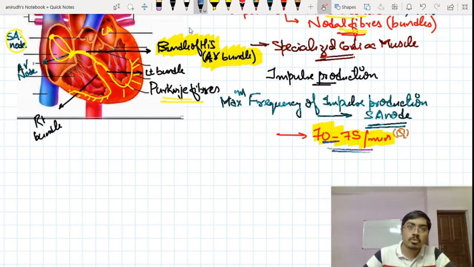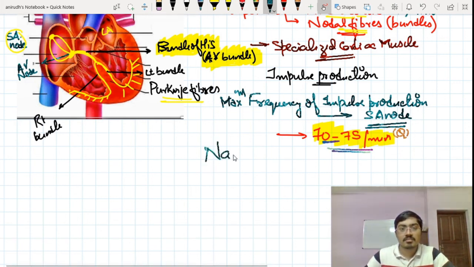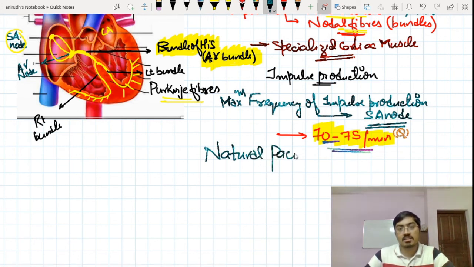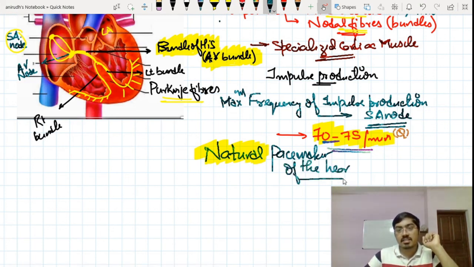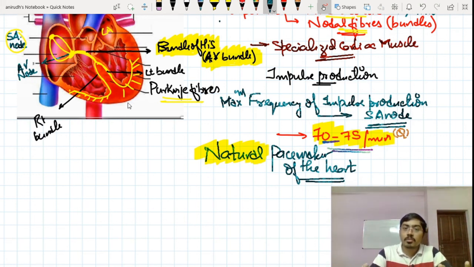That is why the SA node is called the natural pacemaker of the heart. While teaching, I always find this word to be most important. Why is it the natural pacemaker of the heart? Not just because it has the ability to produce impulses. Everything has that ability. SA node, AV node, even these fibers have the ability to produce impulses. But the SA node has the maximum frequency of production, so all these others will not get time to produce impulses. By then the SA node will have produced the impulse. That is why it is quicker in the race, and that is why it is called the natural pacemaker.